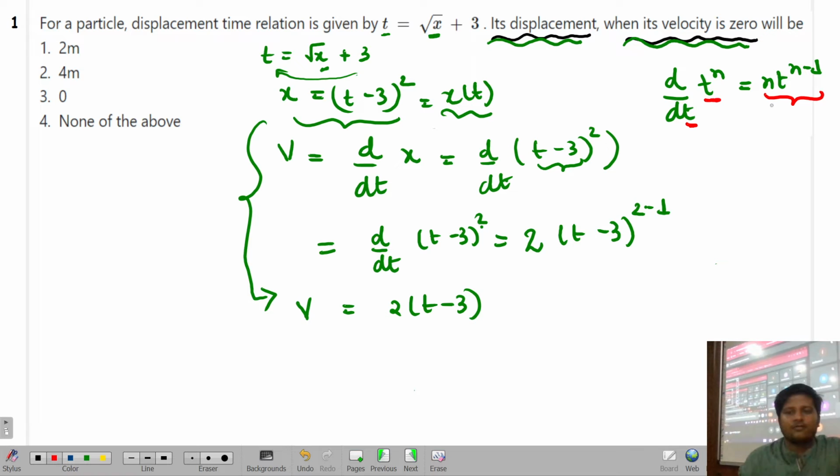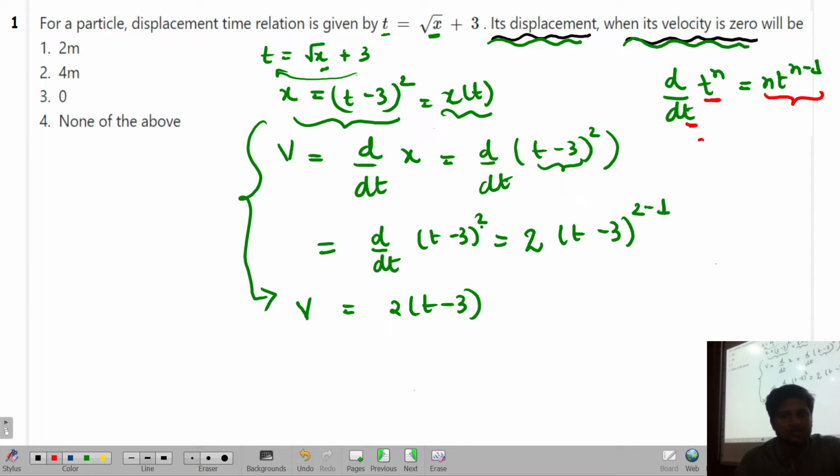n t to the power of n minus 1. Got it or not? So if you apply d by dx of x to the power of n, what is the formula? n x to the power of n minus 1. Are you able to understand these formulas first? Tell me. Okay, now look over here.